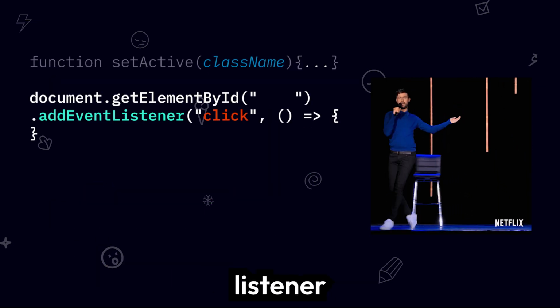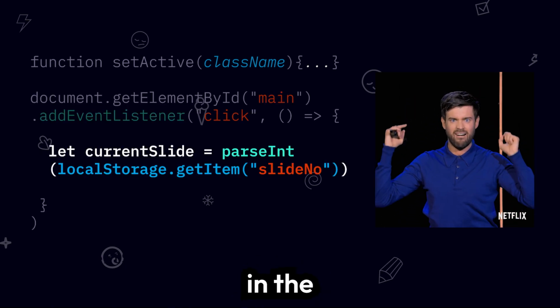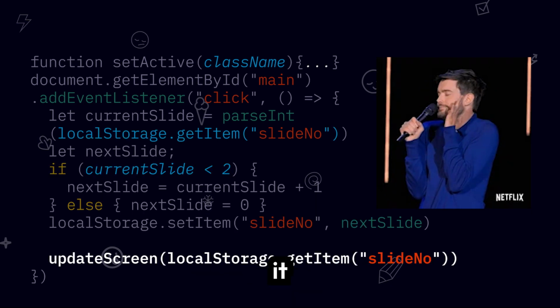Now we'll add an event listener to the main element of the phone screen so that it gets the current slide in the local storage and also initializes a variable for the next slide. Then it updates the screen.